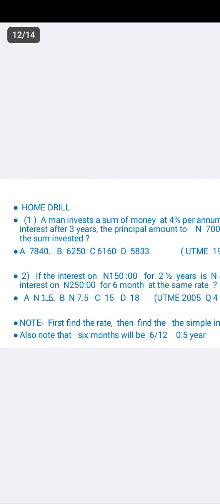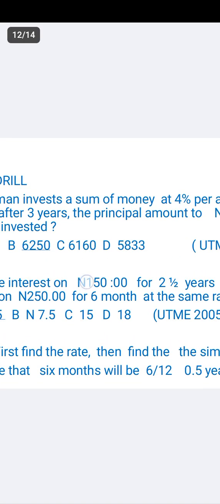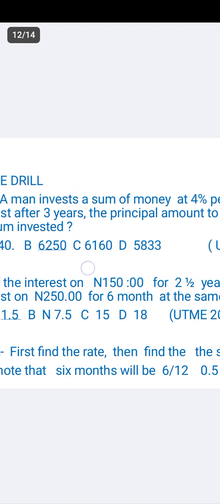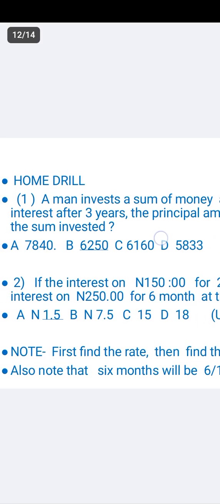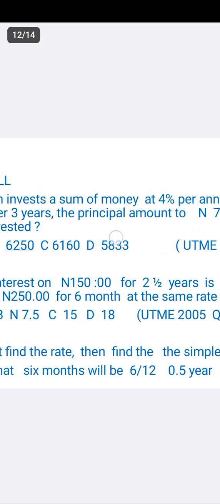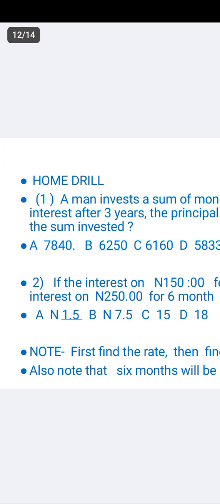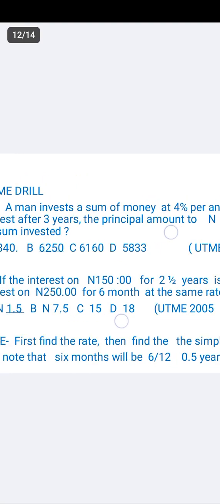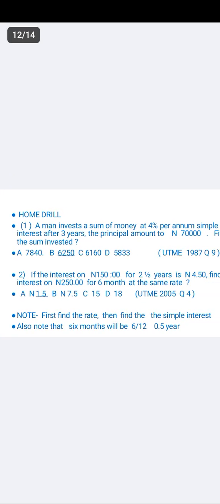Then the last and not the least is the boundary. There are two questions. The first one: a man invests a sum of money at 4% per annum simple interest. After 3 years, the principal amounts to 7,000. Find the sum invested. The options are there. Attempt them. Attempt it, and I'm sure you will get the correct answer.